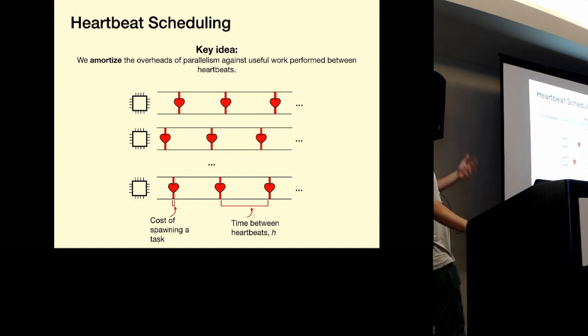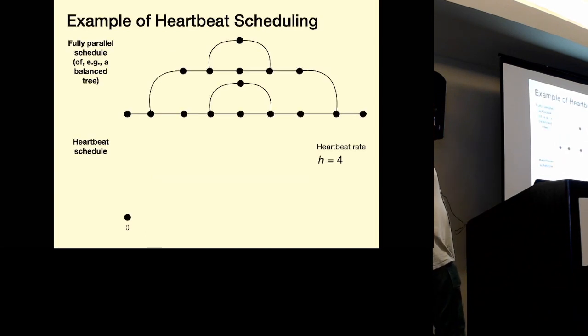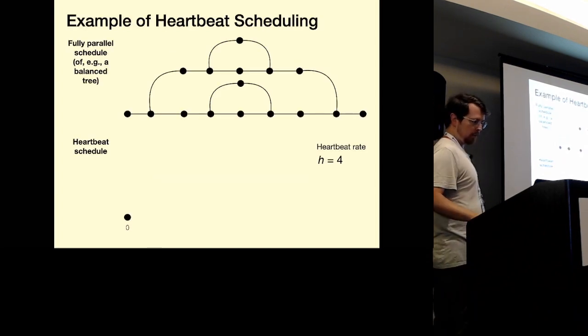And that h can be obtained. That's a machine-specific thing. It's not algorithm-specific. You just obtain it once on a given machine. So let's just see how it works.